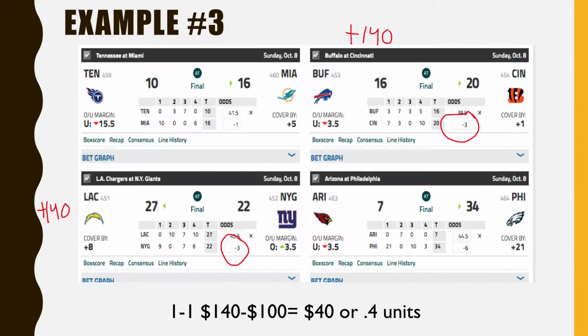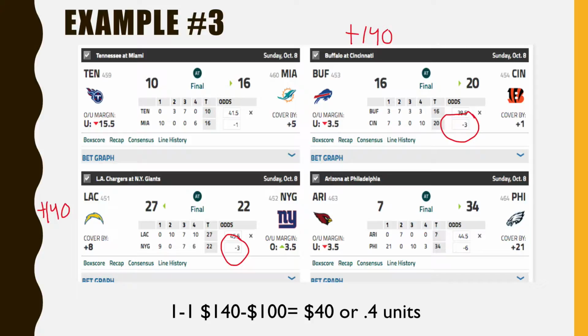All right, example number 3. Now, I put 4 games up here because this is the big takeaway I want from this lesson: playing the money line regarding the key number of 3. So I got 4 games up here. This is like a typical Sunday. So let's look over here at this Buffalo-Cincinnati game.